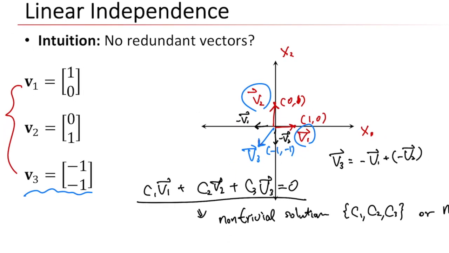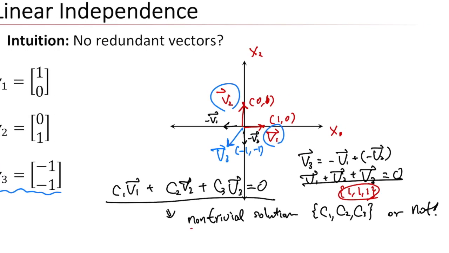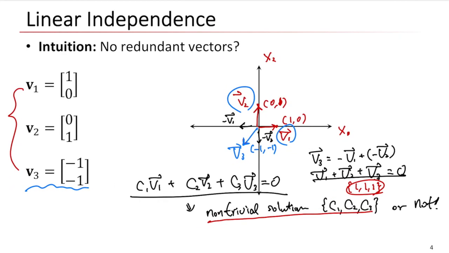So in this case, v1 plus v2 plus v3 is equal to 0. There is the solution (1, 1, 1), which means there is a non-trivial solution. So those vectors are linearly dependent. Those vectors have a linear dependence relationship. Okay, so what does it mean?